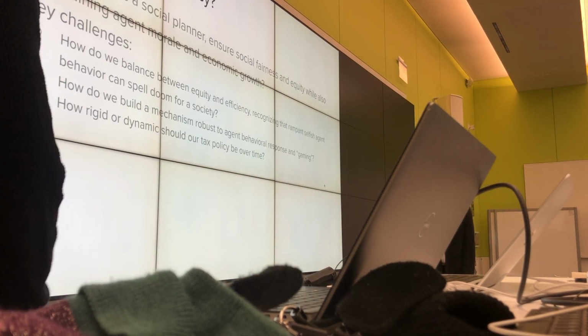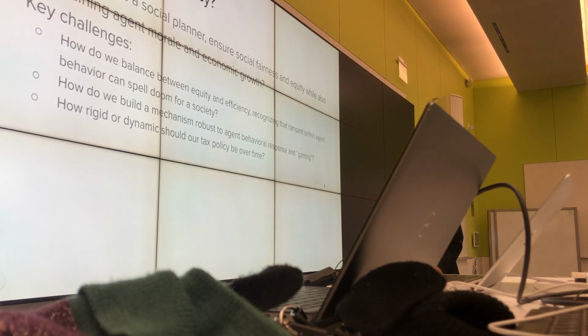Okay, right, so the first thing we want to talk about is what optimal tax policy is. The question is, if we're trying to plan for the entire economy, how do we ensure social fairness and equity while also maintaining agent morality and economic growth? So it's really a constrained optimization, where we have this kind of Pareto frontier between social fairness and equity, constrained by things like how we define morality and economic growth.